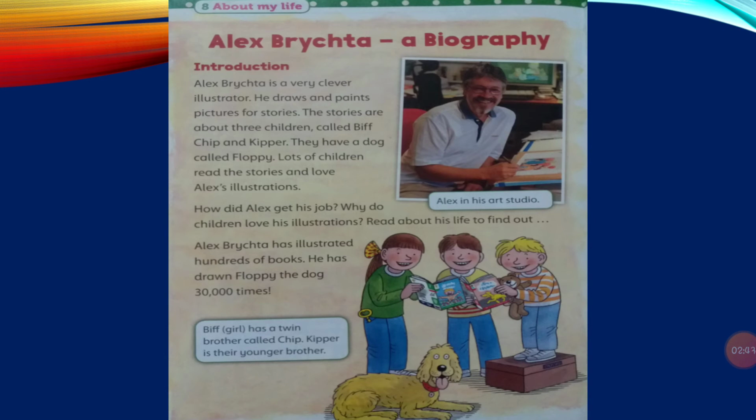Alex is a very clever illustrator. He draws and paints pictures for stories. These stories are about three children called Biff, Chip, and Kipper. They also have a dog called Floppy. Lots of children read the stories and love his illustrations. Do you know? He has illustrated hundreds of books. Can you imagine? He has drawn Floppy the dog 30,000 times. Wow, it's amazing. In his biography, we will come to know how Alex got his job and why children love his illustrations. So come on to the next page.